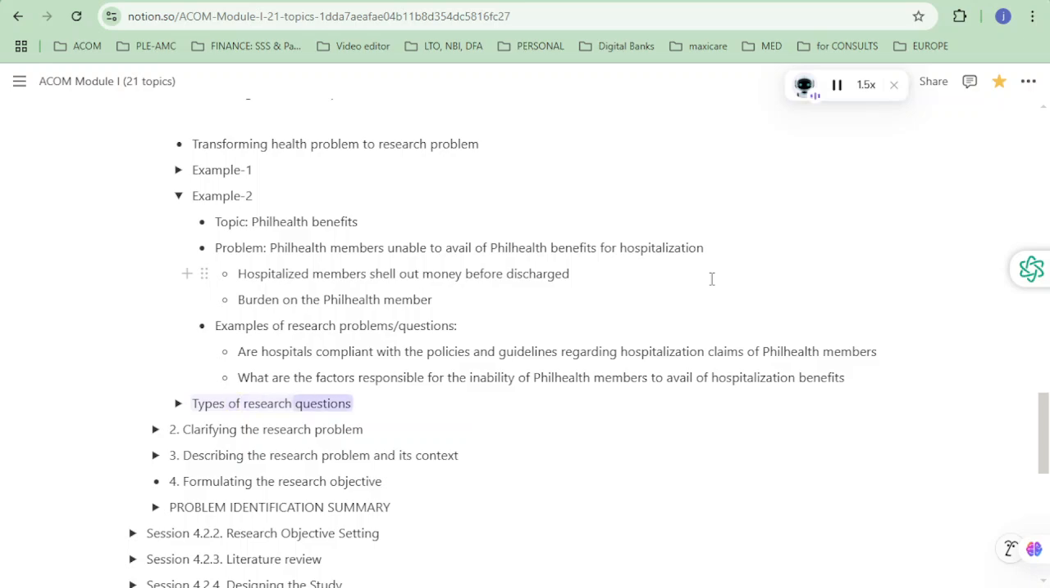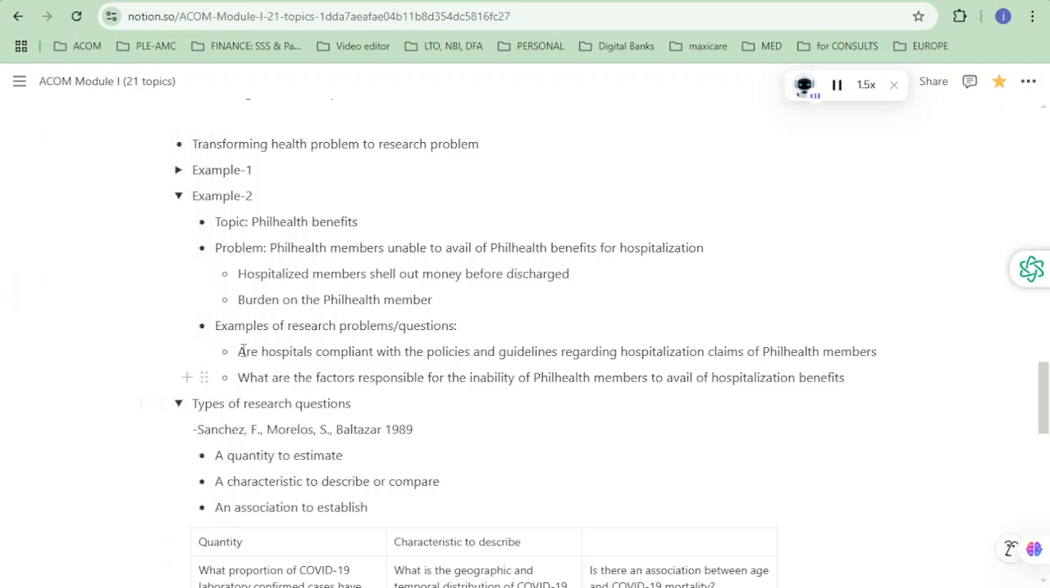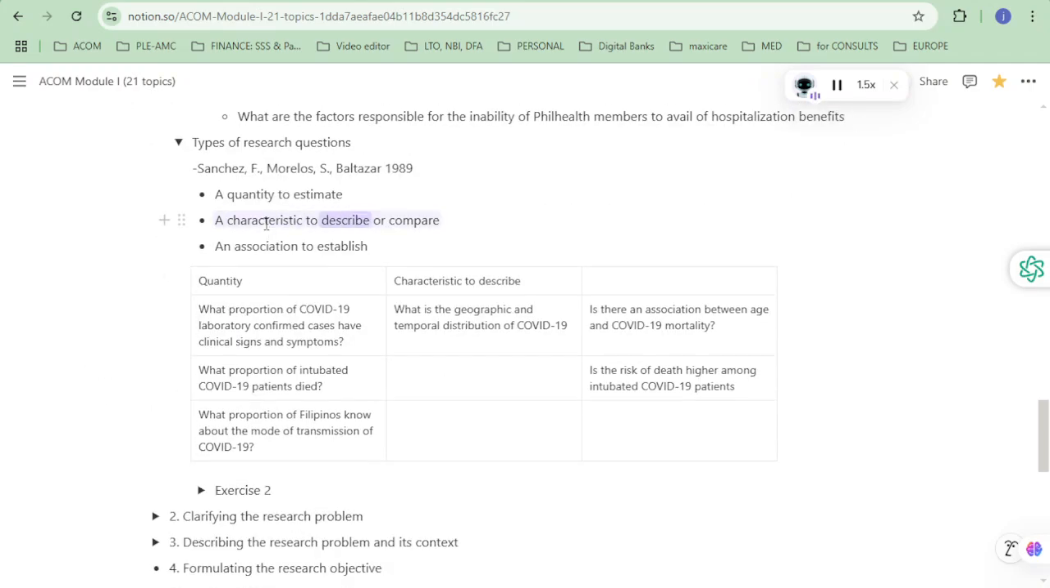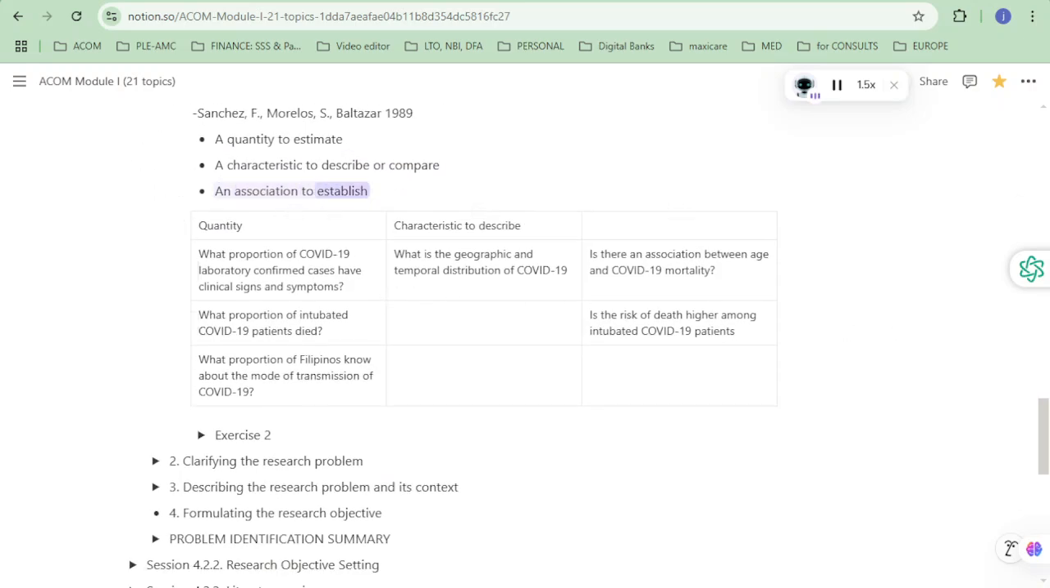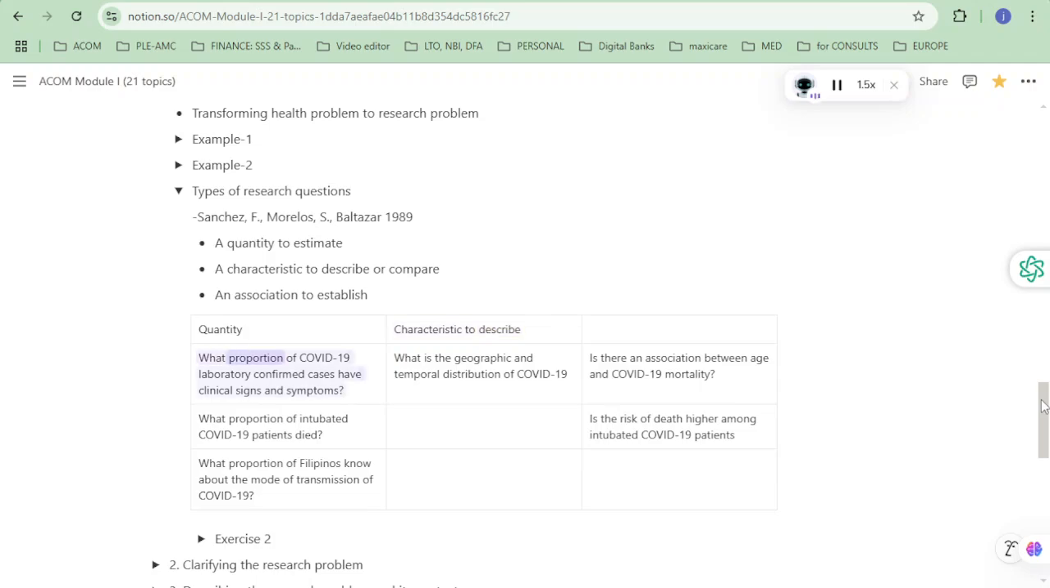Types of research questions, Sanchez, F., Morelos, S., Baltazar 1989. A quantity to estimate. A characteristic to describe or compare. An association to establish. Quantity. Characteristic to describe: What proportion of COVID-19 laboratory-confirmed cases have clinical signs and symptoms?